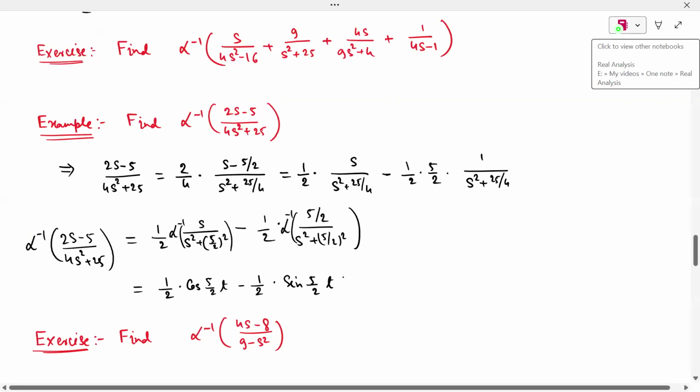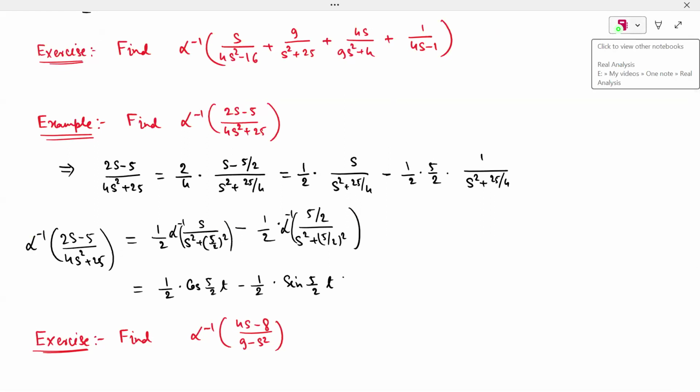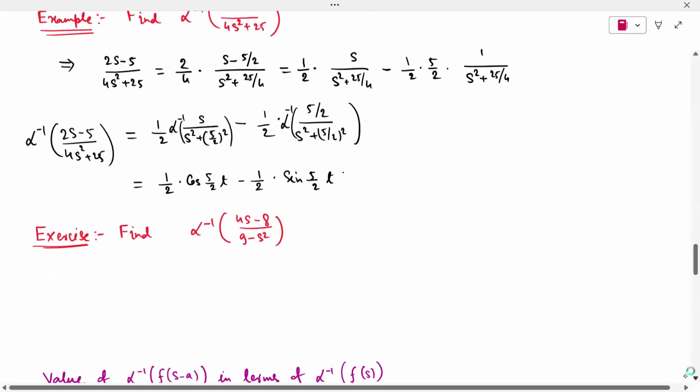Now apply this. So this is a formula for cos. So cos, and this a is 5 by 2. So cos 5 by 2 t minus half sine 5 by 2 t. Similar way you can try to solve this. This is another exercise for you. Similar type of exercise.